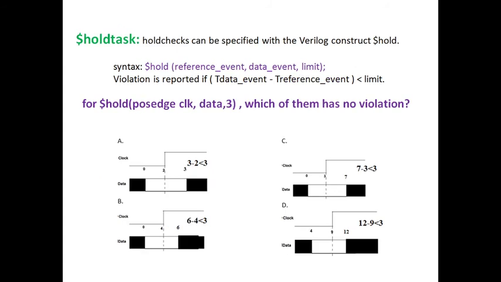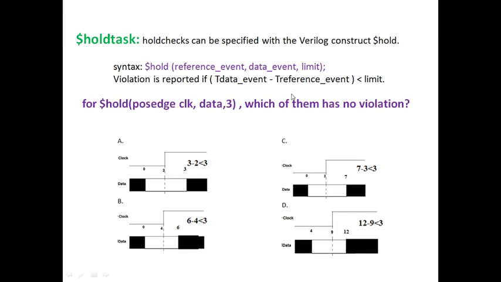And coming to hold, how to check the hold violation? There will be a hold task also. Just as we have the setup task, in a similar manner the hold task will also be there for hold checking. So hold checks can be specified by the Verilog construct $hold. The syntax will be reference event, comma, data event, comma, limit.